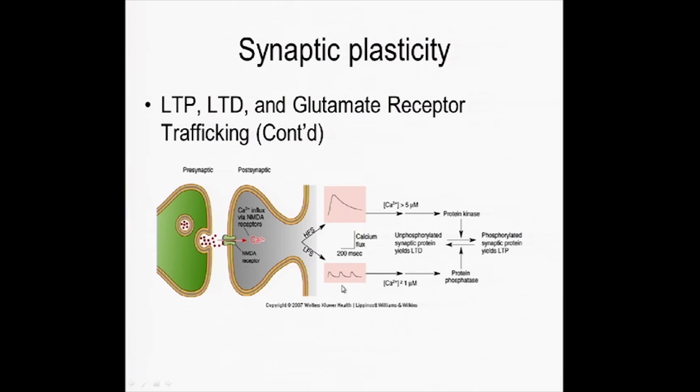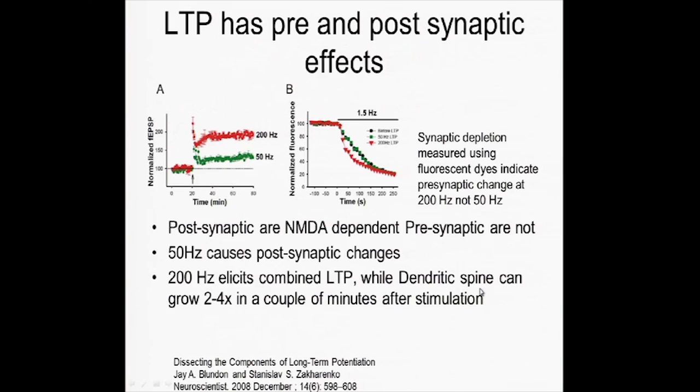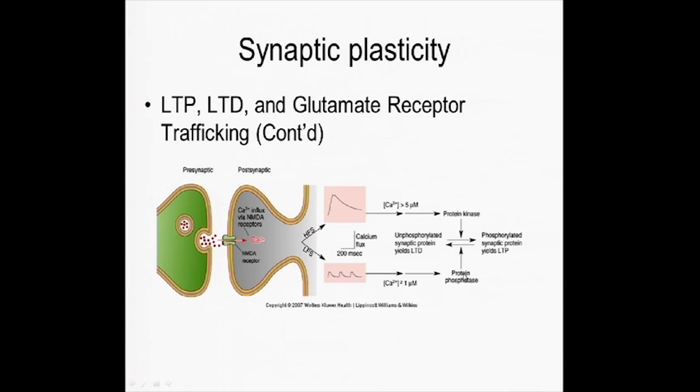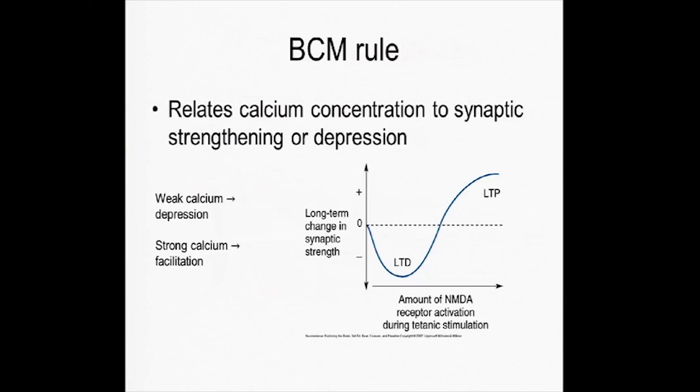Whereas if only a little bit of calcium comes in, it does the exact opposite. It activates protein phosphatases, which decrease the phosphorylation of the receptors, and that decreases the amount of current that goes through. So there's a general rule, called the BCM rule, after Bienenstock, Cooper, and Munro. I forget the first guy's name. But the idea is, here's the amount of facilitation that you would see, and this is the amount of calcium that you would see.